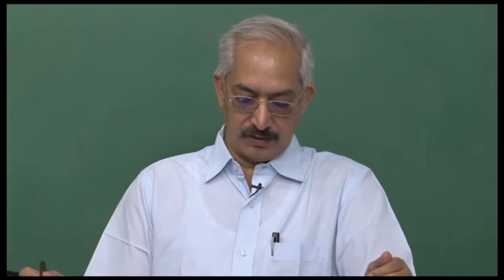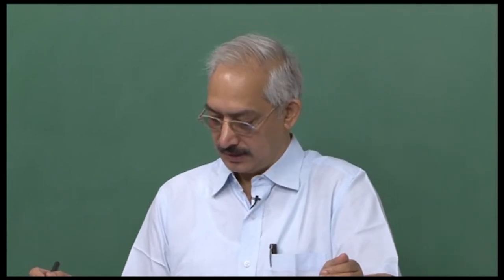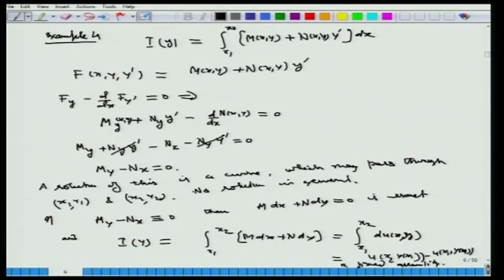In the second case, when m_y minus n_x equal to 0 is an identity, we see that the integrand can be written as m dx plus n dy, and it is an exact differential. By the property of exact differentials, there exists a function u(x, y) such that the total derivative of u is equal to m dx plus n dy. And so, this integral finally becomes the difference of the values of u at the endpoints, u(x2, y(x2)) minus u(x1, y(x1)). This is a fixed value, and so this is not a problem of the calculus of variations.